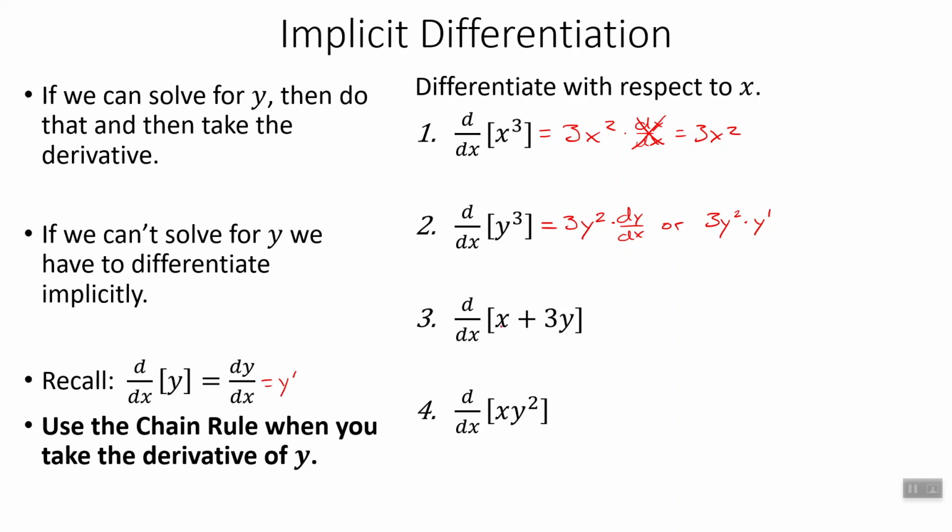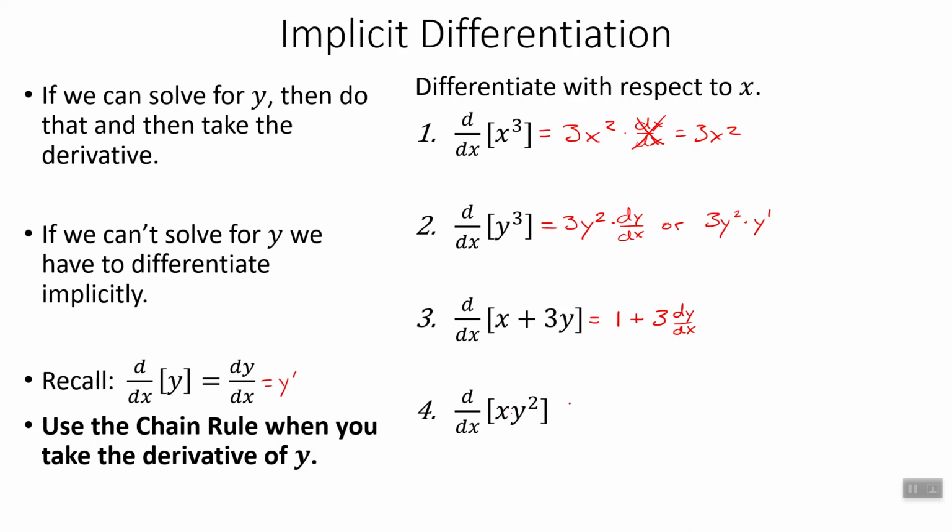Right here, we've got a term with x and a term with y. The term with x is just normal. The derivative of x is 1. The derivative of 3y is going to be 3 times dy dx. So we can write that like that, or you could write this with a y prime instead.